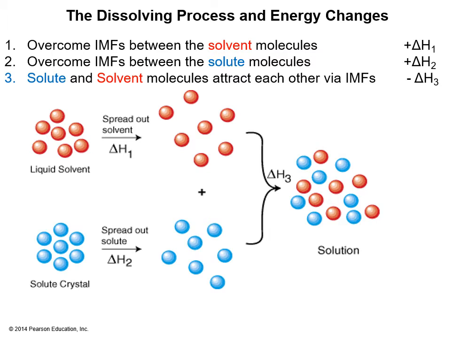Let's take a look at what happens as we dissolve substances in each other. And it really all comes down to looking at what's going on with the intermolecular forces. So step one, we need to overcome the intermolecular forces between the solvent molecules. So this first step, we overcome IMFs. In the second step, we're going to overcome the IMFs between the solute particles. Both of these are endothermic processes. We have to put energy in to overcome IMFs.